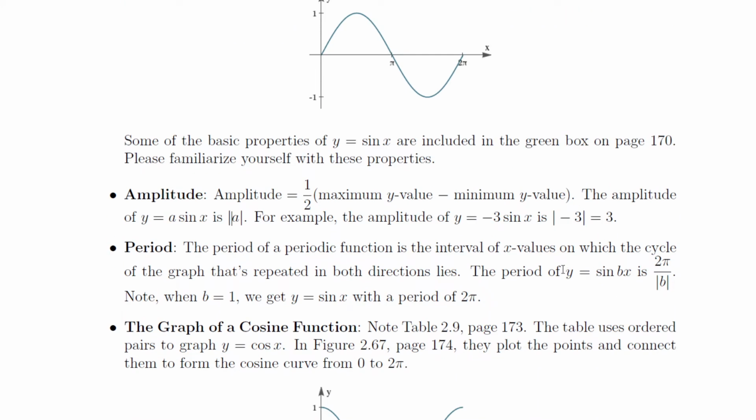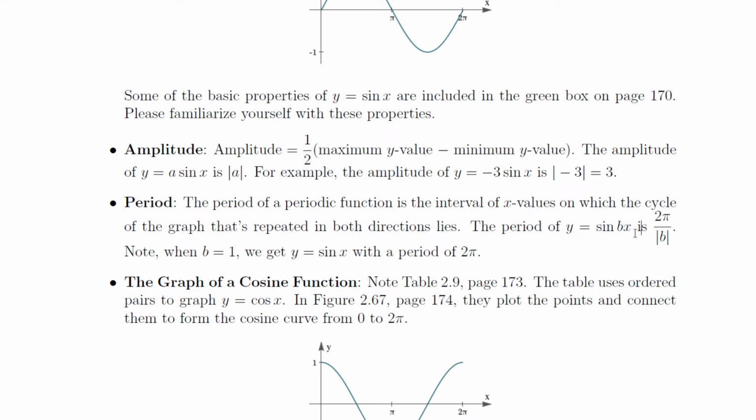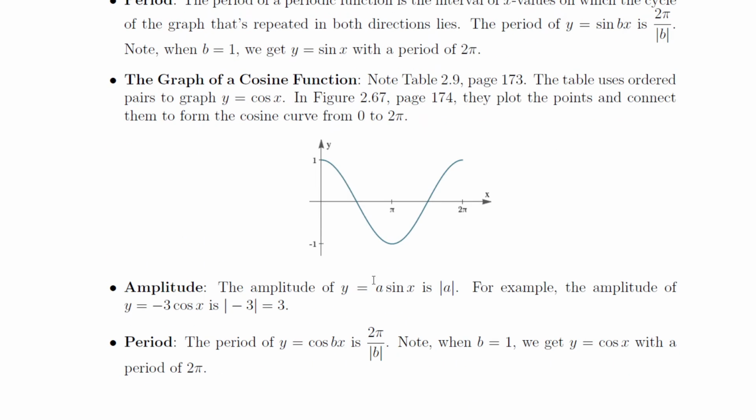So down here, if you're looking at it based on the actual equation, it's going to be related to what that value is there. So suppose I've got sine of 10x. What I would do is take 2 pi over the absolute value of 10, which is just 10. So then I'd have 2 pi over 10, which is pi over 5. So pi over 5 would be the period. Now cosine works pretty much the same way.